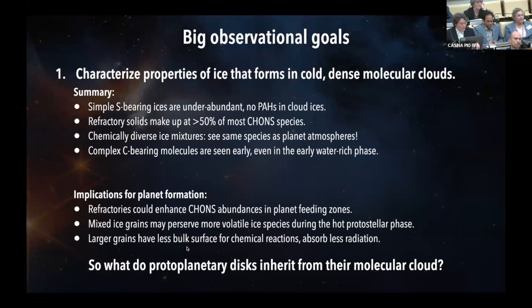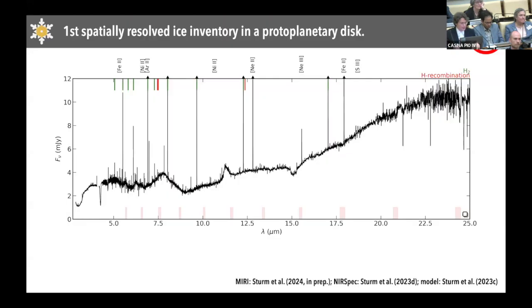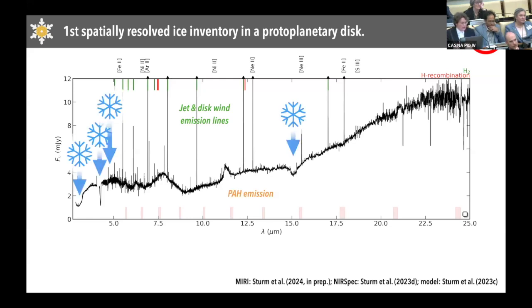So then the question is, when we look at disks, what do we see that they've inherited from their molecular cloud? This is a complete NIRSpec and MIRI spectrum of the disk in the Ice Age program. And we can see a number of different features. It's being worked on by my PhD student, Arjun Sturm, so it's still in progress. But we see a number of gas phase emission lines, which I think Colette will talk about in her talk. We also see PAH emission at 11 microns, as well as the ice features, which we expected.